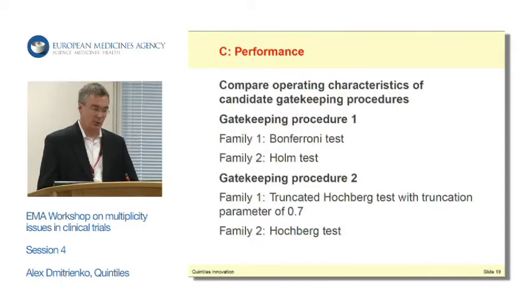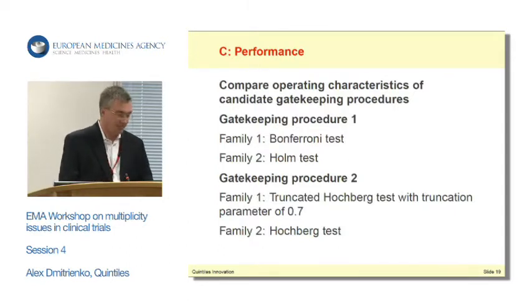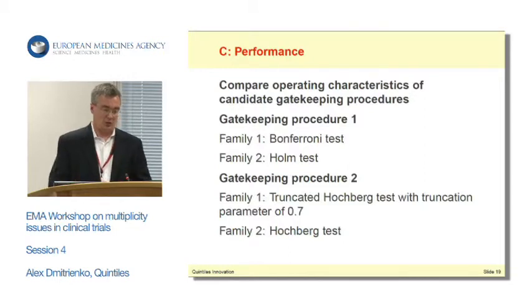And now that we're done with the first two principles, let's very quickly take a look at the very last step. Now that we have two candidate gatekeeping procedures, and normally we can have as many as 5 different ones that are aligned with the clinical objectives and also use all of the statistical study information.